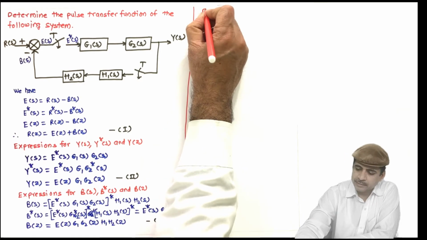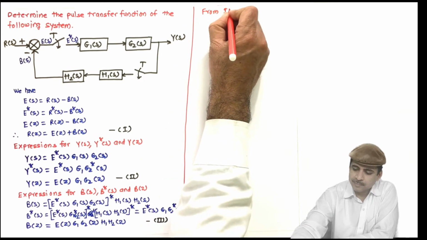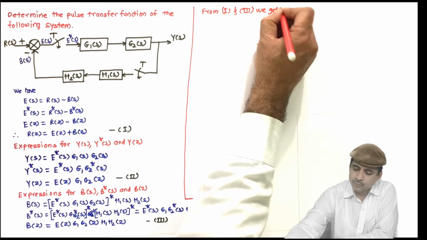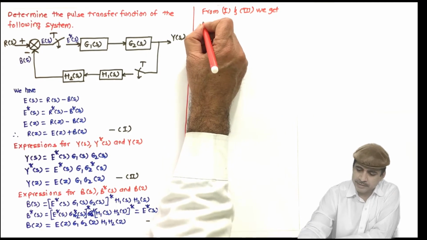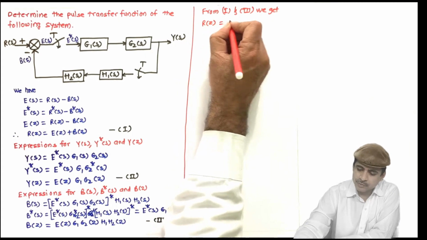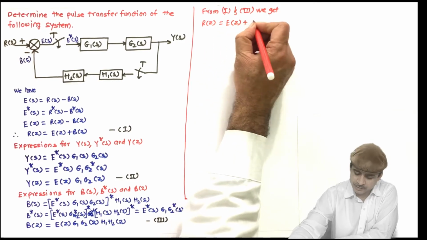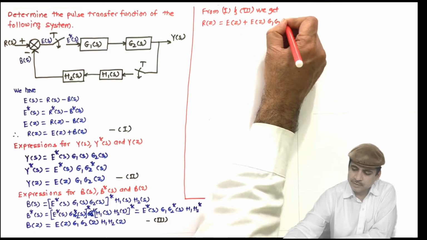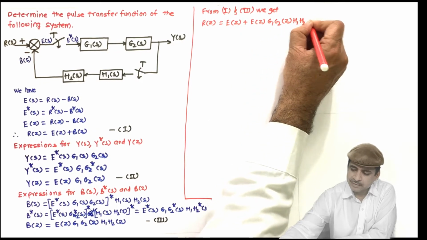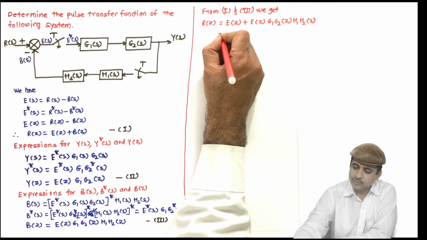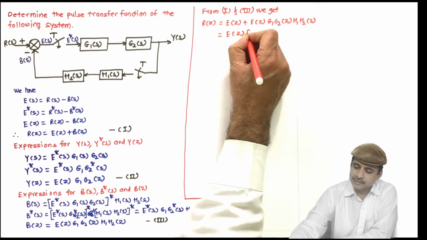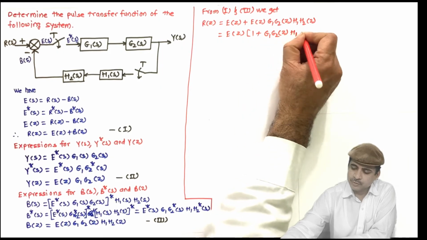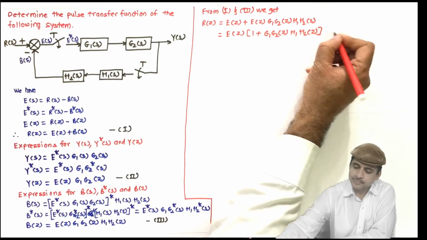So from 1 and 3, what do we get? R(z) is equal to E(z) plus E(z) G1G2(z) H1H2(z), and that is equal to E(z) into bracket 1 plus G1G2(z) H1H2(z).